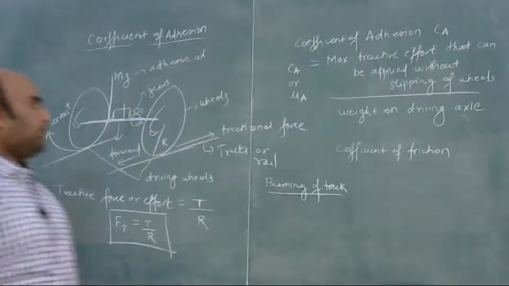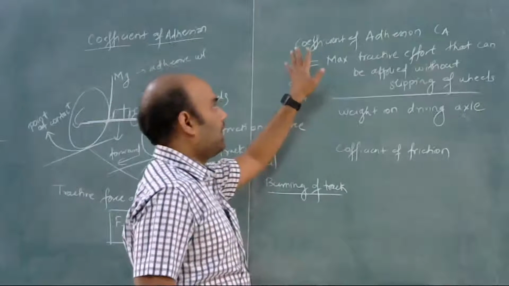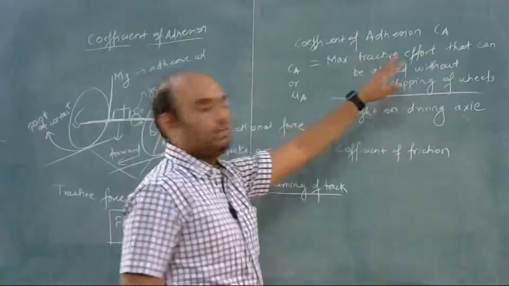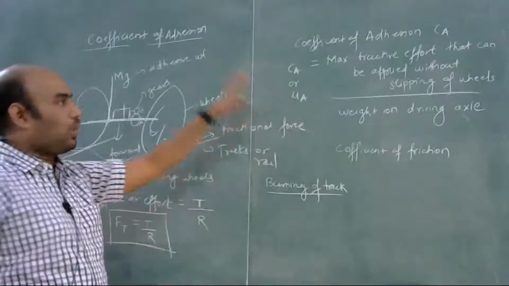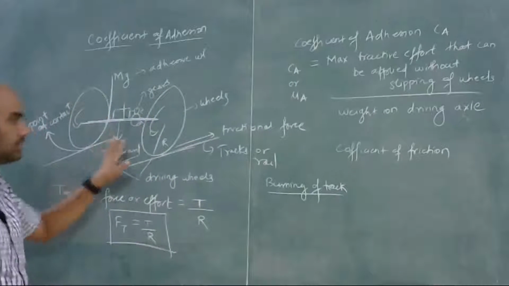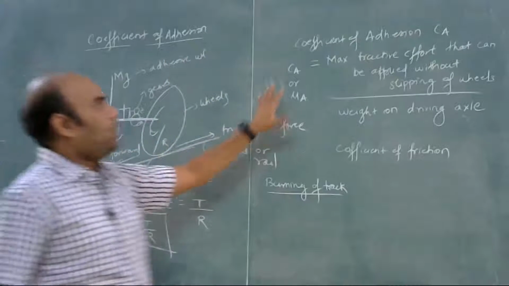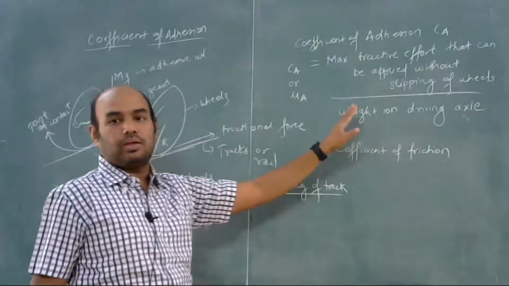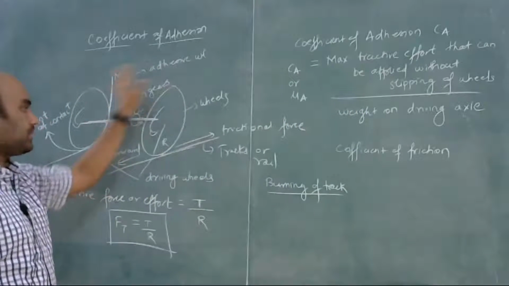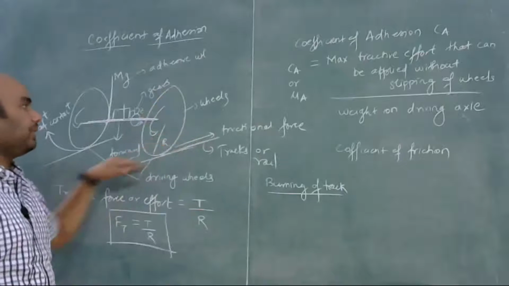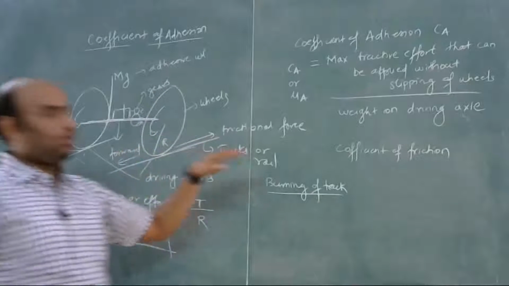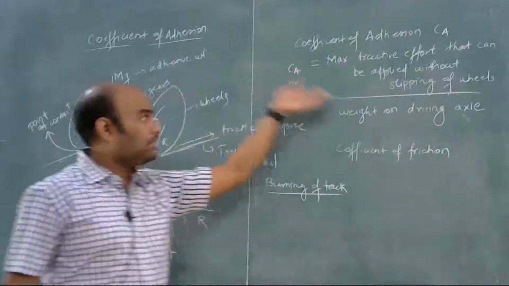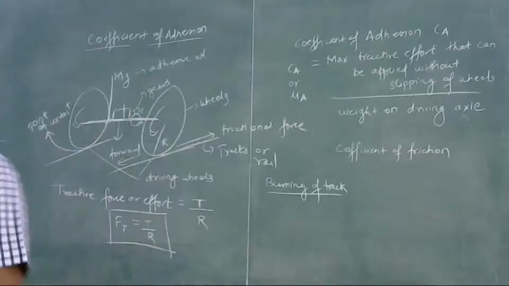So we have to make sure we apply only the maximum permissible tractive force. In order to avoid slipping of the wheels on the railway track, we have to apply only the maximum permissible tractive force.